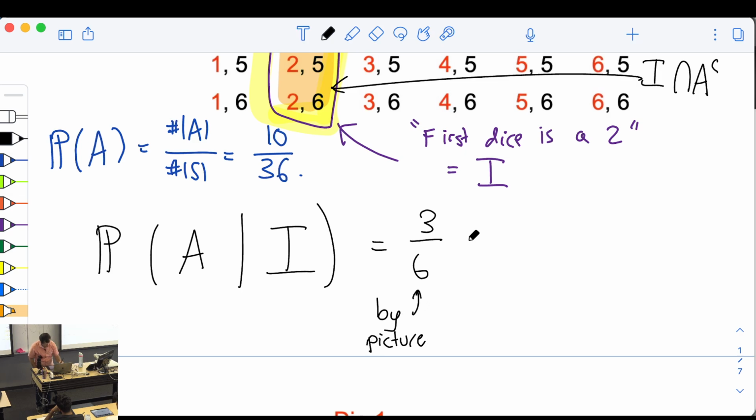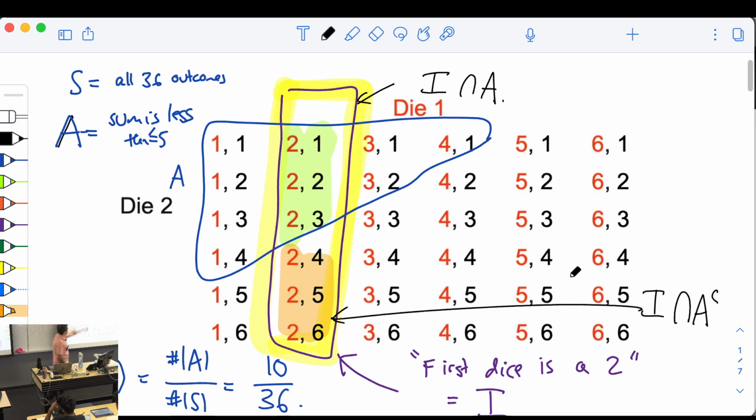You could just say 3 out of 6. Or you could say it's the number of things in I intersect A divided by the number of things in I. The information I has 6 things in it. In 3 of them we win, in 3 of them we don't win. So it's 3 out of 6.